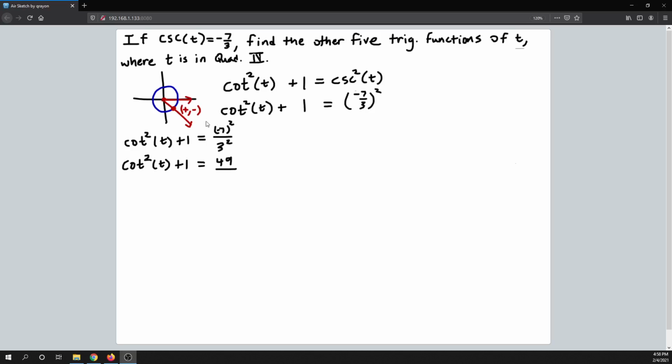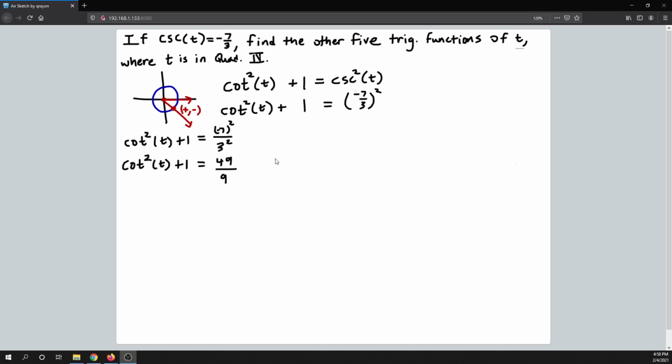Hopefully you're not using your calculator to do that because it's pretty straightforward, but if you are, then when you punch this into the calculator, you have to be careful. You need to put parentheses around it like I have here. Otherwise, your calculator is going to give you negative 49, which is incorrect. And then 3 squared is 9.